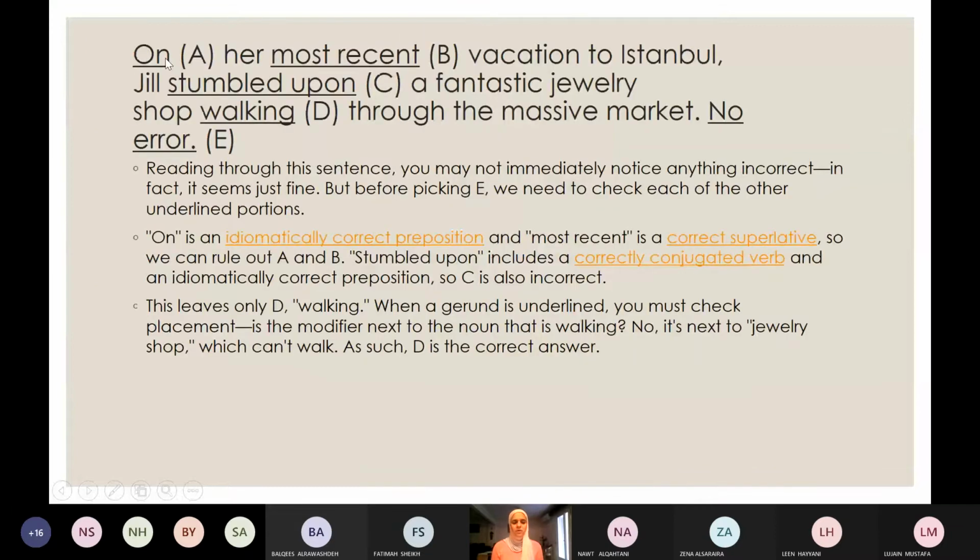So let's see. On her most recent vacation to Istanbul, Jill stumbled upon a fantastic jewelry shop walking through the massive market. No error. Okay, girls, do you think the mistake is on, or most recent, or stumbled upon, or walking, or no error? Don't read, just tell me. Which mistake? Or there is no mistake?